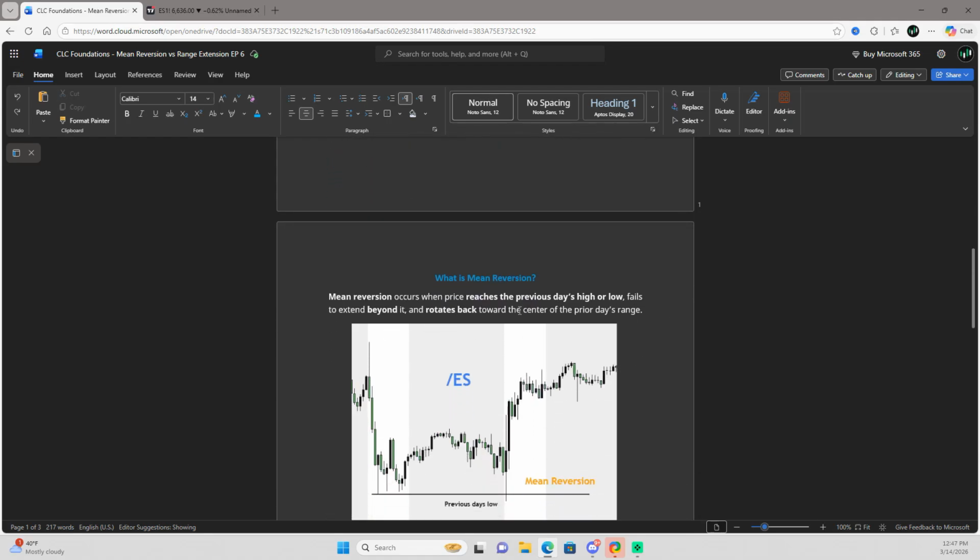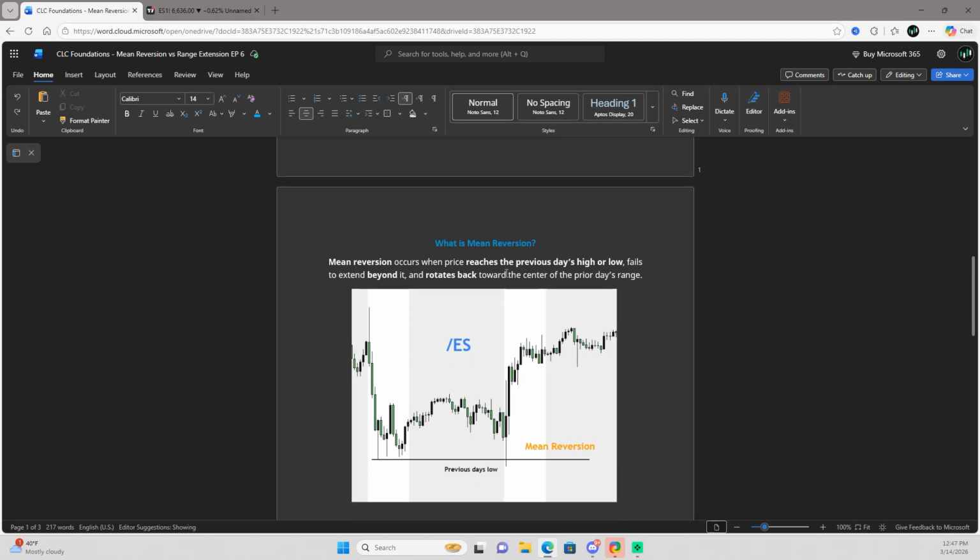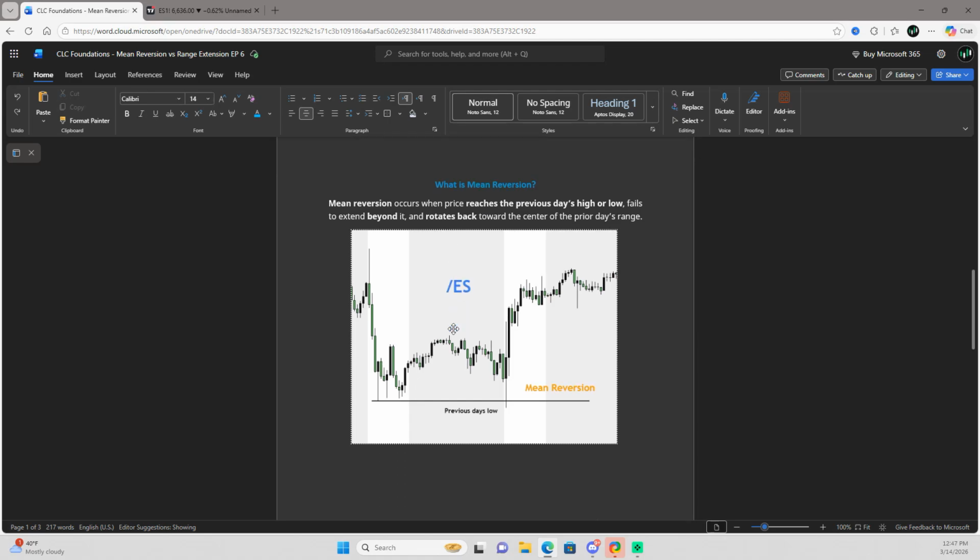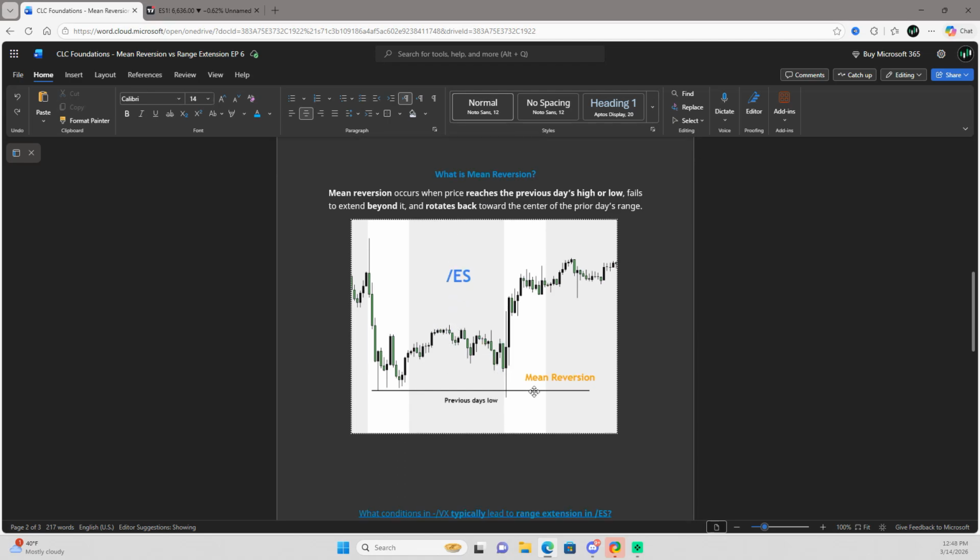So what is mean reversion? Mean reversion occurs when price reaches the prior day high or low, fails to extend beyond that range, and then rotates back towards the center of the prior day range. So here, ES attempts to break below the previous day low, moves back up, rotating upwards, exhibiting mean reversion.